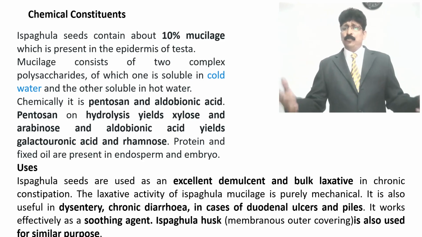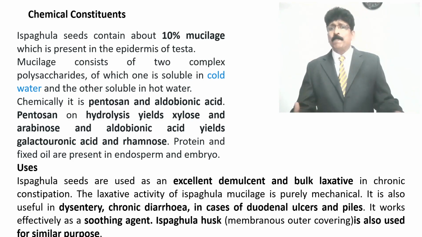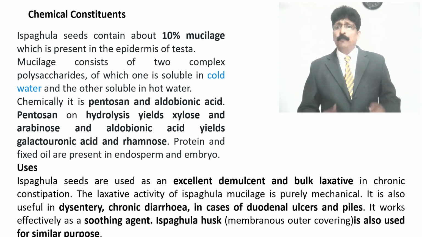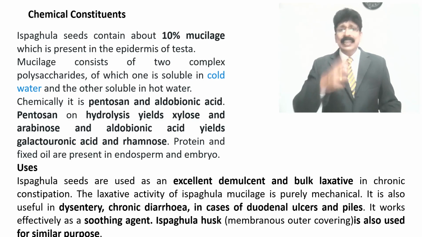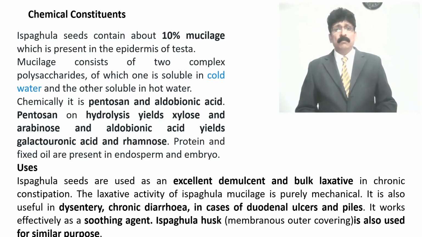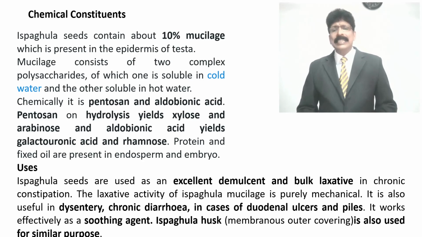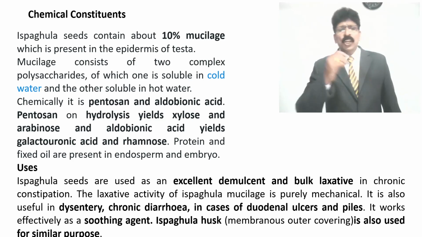laxative to evacuate the bowel, and it can even be used for dysentery because it has a swelling property, so that it controls even the dysenteries of the mucous membrane, which can be expelled and eradicated from the intestine. So it is also useful in chronic diarrhea, in case of duodenal ulcer and piles. It works effectively as a smoothing or soothing agent.